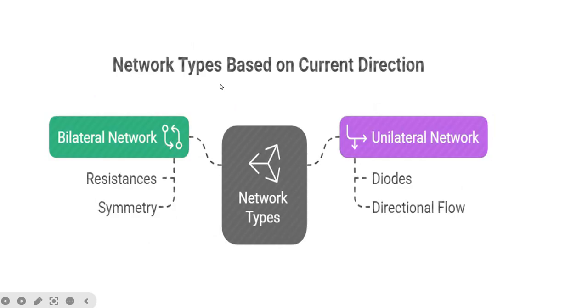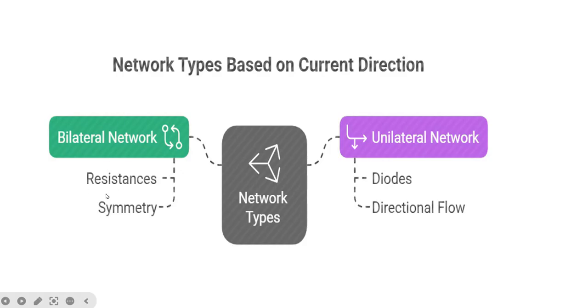Next we have another type, or you can say the combination of these two, which is based on the direction of the current. So we have here bilateral network and the unilateral network. So bi is nothing but 2. Bi means 2. So here a circuit whose characteristics and the behavior is same irrespective of the direction of the current through the various elements is called a bilateral network. And this type of networks will be consisting of only the resistors.